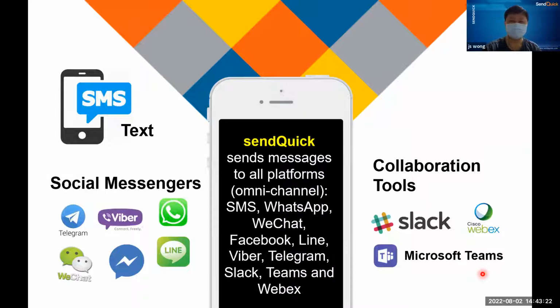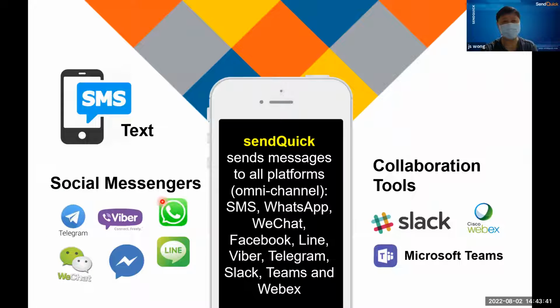So like I mentioned earlier on, SendQuick is the only platform today that can communicate with all the different channels. So this is just an example. Of course, we have the SMS text, we have the social channels like WhatsApp, Facebook Messenger, Telegram, Line, and of course the collaboration tools. And I said, well, I don't need all this in Indonesia.